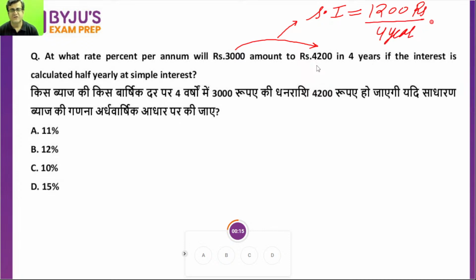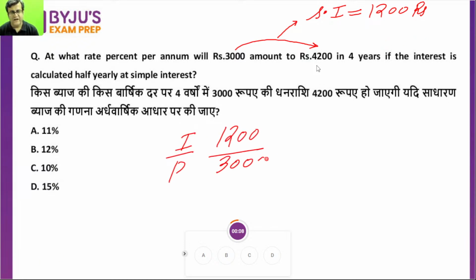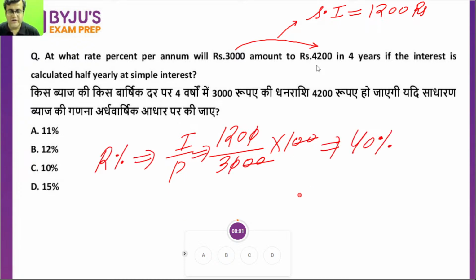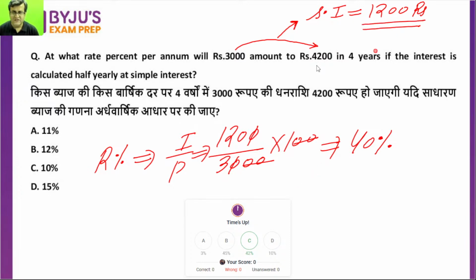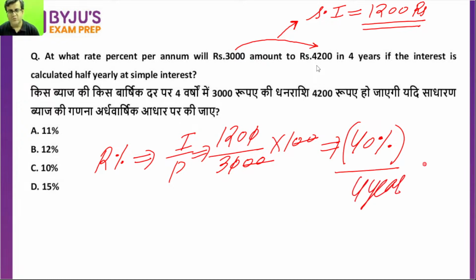Okay. So if interest is 1,200, then 1,200 is the interest by principal, which is 3,000, into 100 will give you the rate. So these two cancel. 3 fours are 40%. Is this clear? So interest is clearly visible. 3,000 becomes 4,200. So 1,200 is the interest upon 3,000 into 100. So 40% is the rate, but time is 4 years now. So that's why rate is 10%. Okay, note down this one as well.